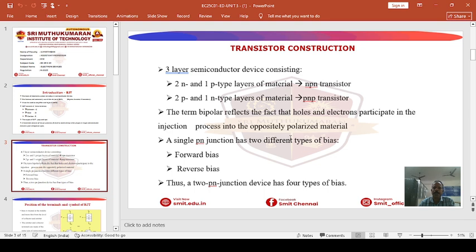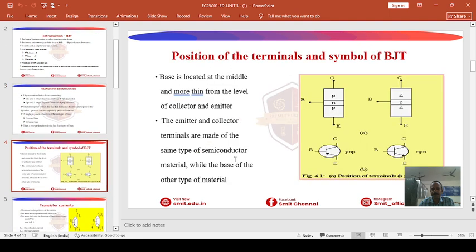A single PN junction can act as a diode, that we all know. The PN junction can be biased in two ways. Either it can be forward biased or it can be reverse biased. In the forward bias, the conduction will be good, the diode will be in the on state, and there will be a current flow. In the reverse bias, the diode will be in the off state, like a closed switch, open switch. So these are the two possible combinations.